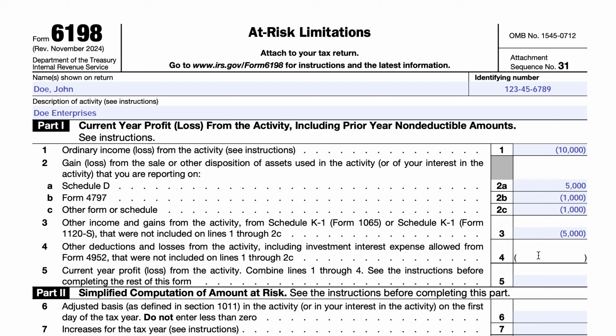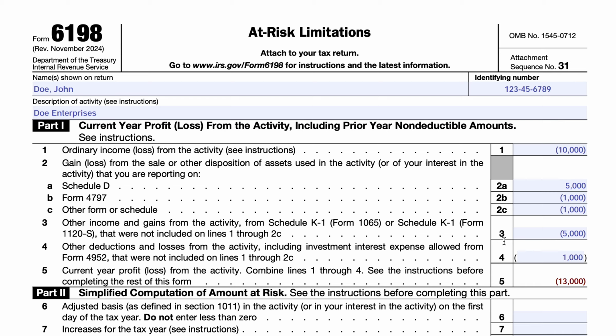Other income or deductions and losses from the activity, let's include the investment interest expense allowed from IRS Form 4952, which is the investment interest expense limitation form. Let's just say that there's $1,000 worth of that there. So we're going to combine all of those, and that's going to help us arrive at the current year profit or loss. So let's see, it looks like minus $13,000.